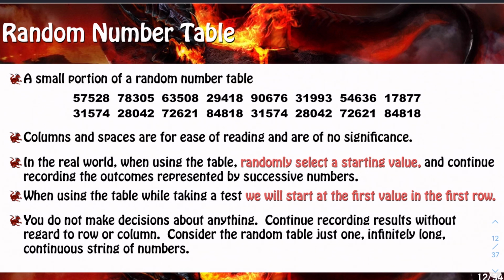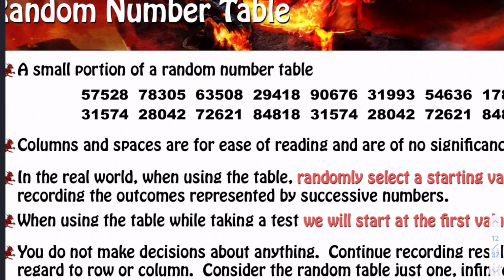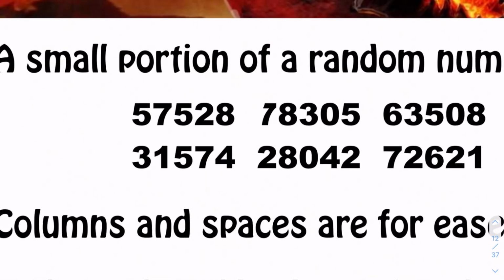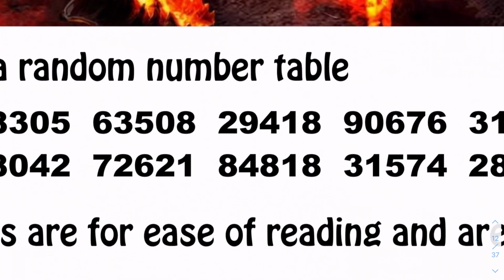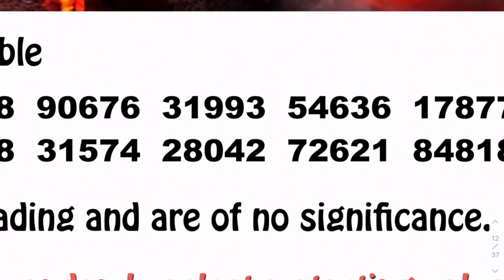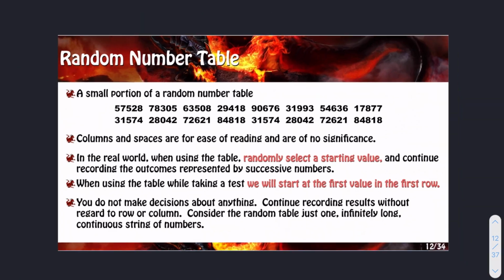Continue recording results without regard to row or column. Consider the random number table just one infinitely long continuous string of numbers. So there's no breaks, even though you see breaks. Just disregard those because those are helping you separate out these long strings of values.